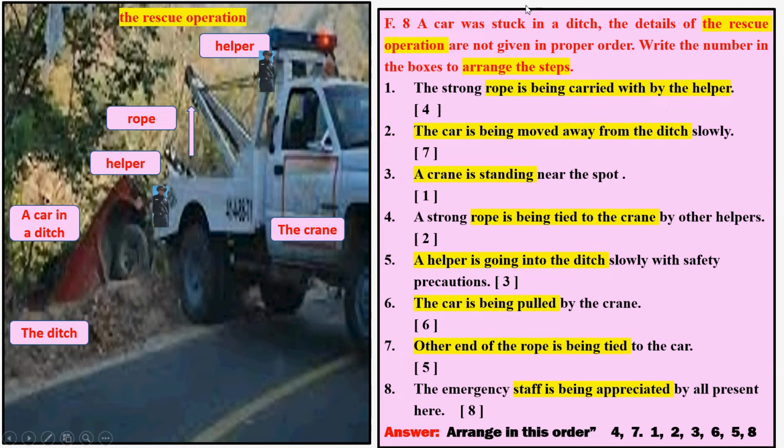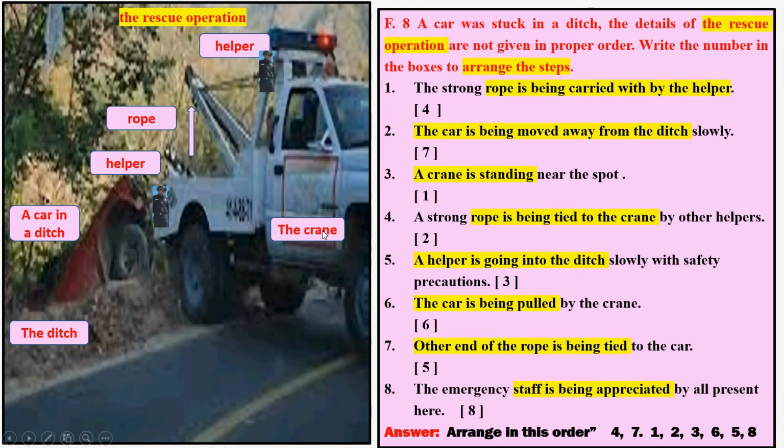See exercise number 8. A car was stuck in a ditch. The details of the rescue operation are not given in proper order. Here, this is just the order of the rescue operation. Here you can see the picture. Observe the picture minutely. See the crane, a ditch, and a car in the ditch. So there is a rescue operation.